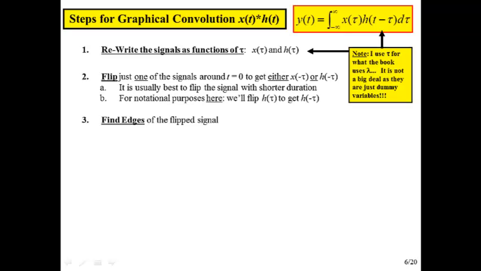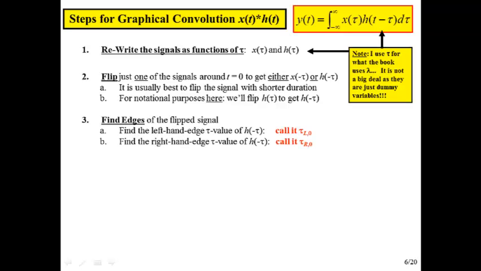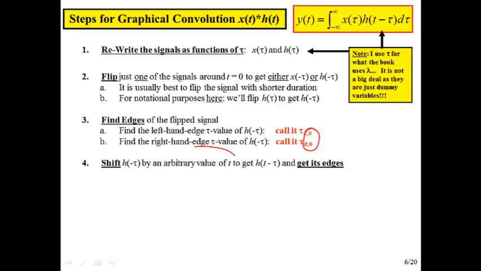Notationally here I'm going to flip h of tau, and then to help us set up our integrals and figure out where we integrate from and to, I've come up with this idea of finding the edges of these flipped signals. So we'll have this so-called left-hand edge after we've flipped it. We'll have the right-hand edge, and this 0 part of the subscript that I'm using is just saying that it's after we've flipped but before we've done any shifting. Then we're going to shift by an arbitrary value of t, and we're going to find its edges.